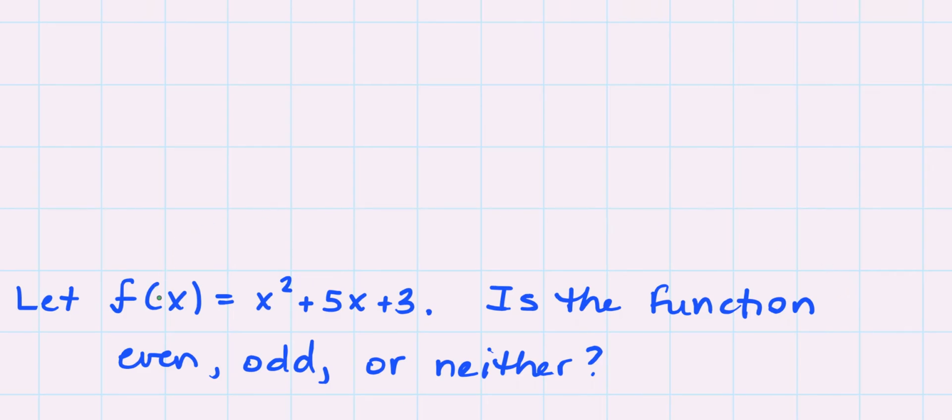Okay, the next function I'm going to give you is x squared plus 5x plus 3, and I want to determine if the function's even, odd, or neither. I have the graph below, but I want to do the test algebraically first, and then look at the graph and make sure that my answer of it being even, odd, or neither corresponds to the graph. So what do I do? I just plug in negative x into my function. So wherever I see an x, plug in negative x.